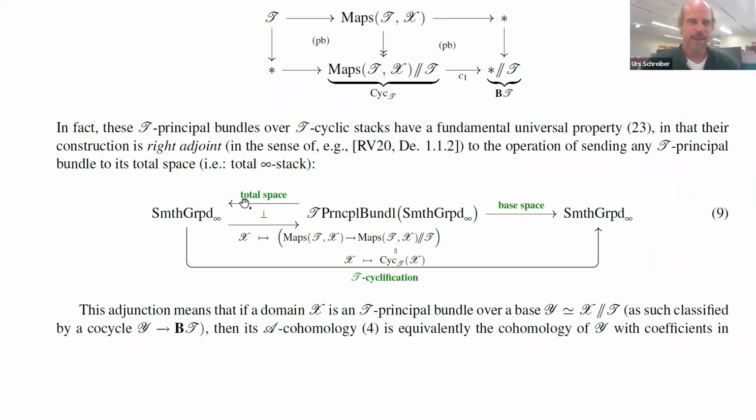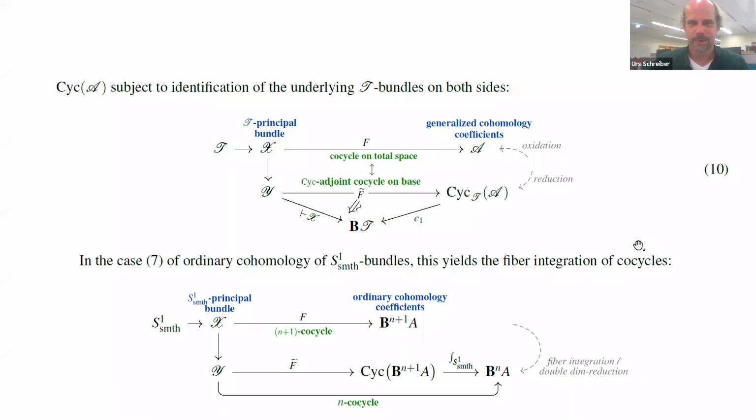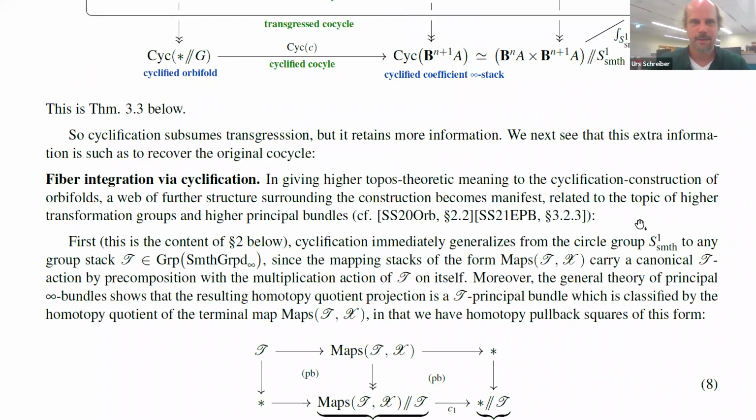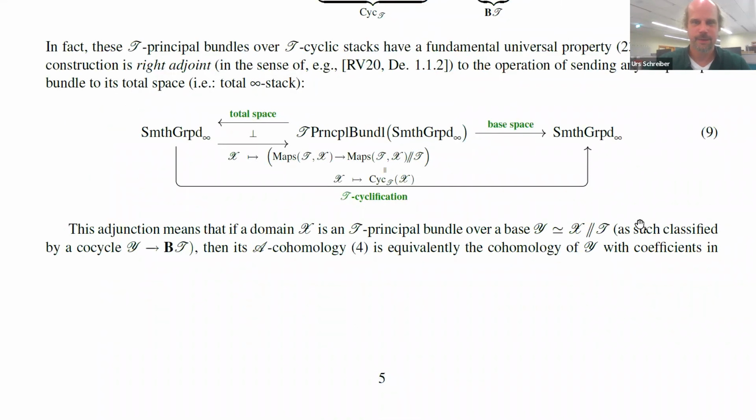So cyclification is actually a right adjoint to forming total spaces out of T principal bundles, and then just remembering the base space. So that's really curious because it's so fundamental. Sorry, I jumped again here. Go back. Oh yeah. And now we can use this.